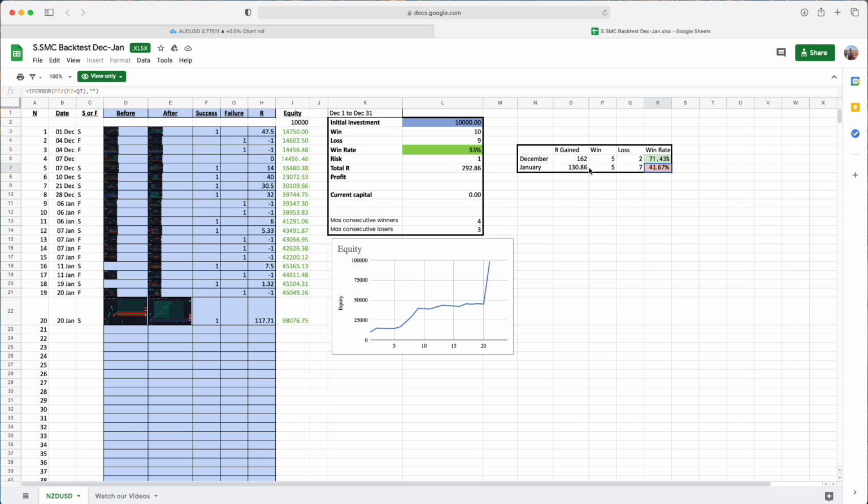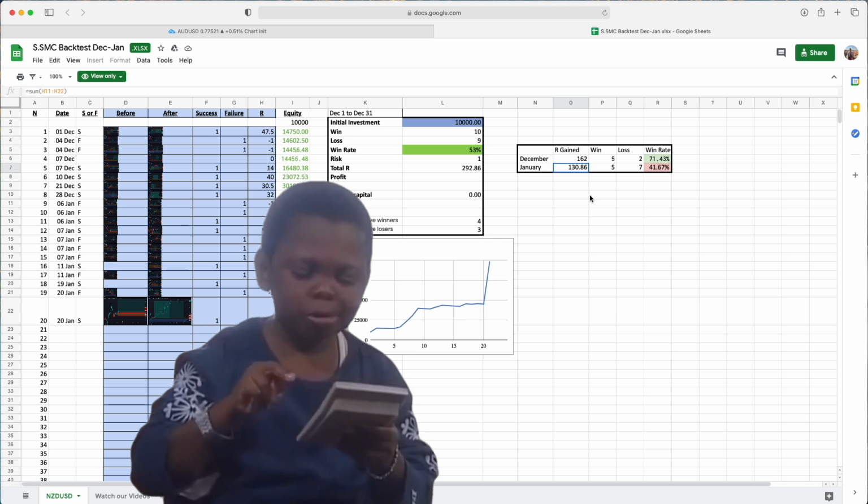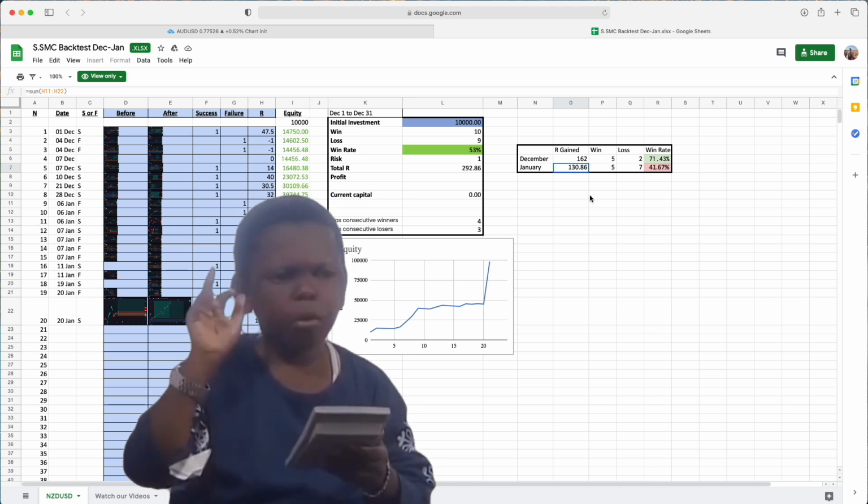But if you look at the win rate, yes, it's below 50%. But with the way the strategy works, say if he traded this live and came out with 162 R from December, he needs to lose 162 trades to be back at break even. Just think about it that way. So even if the win rate wasn't great in January, it doesn't really matter. He still has to lose 162 trades to be back at break even from that point. But then he's gained another 130 R. So what's that? 292.86 R. That's some quick maths.